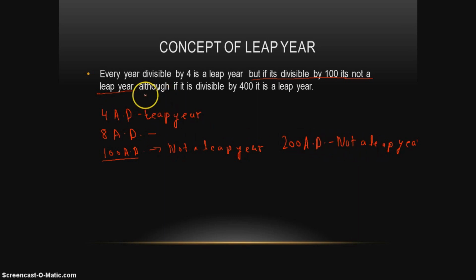And on top of it, we have one more condition. Fine, if a year is divisible by 100, it is not a leap year. But if it's divisible by 400, then it is a leap year. For instance, 400 AD definitely is a leap year. 800 AD is again a leap year.